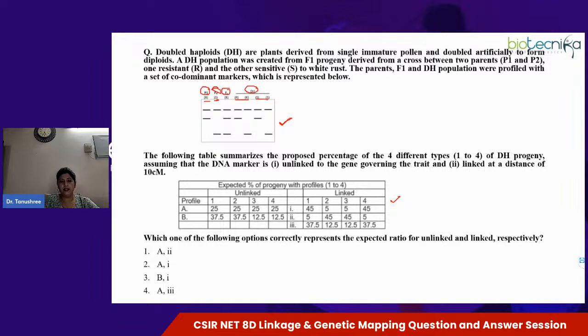So what do you think? I'm giving you a hint, you have to consider two cases. One is for when the genes are unlinked and another when they are linked. So in that case, what is the answer? What do you think is the correct answer?